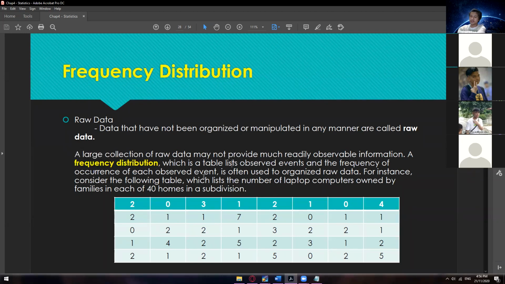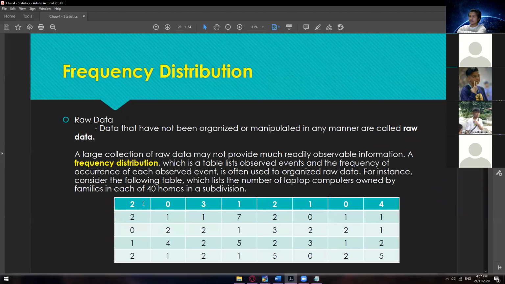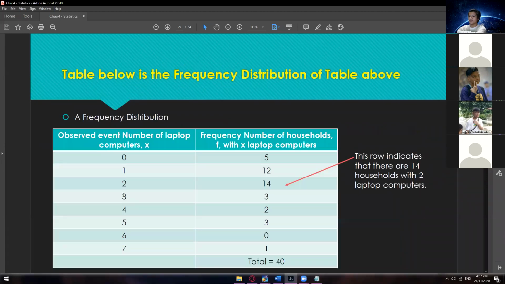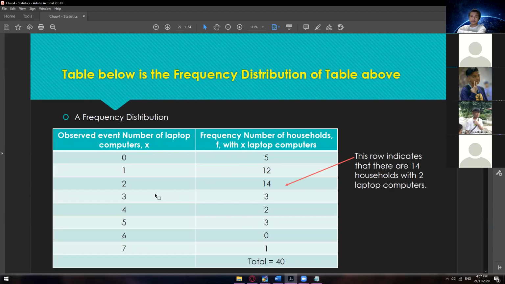So how is this frequency distribution made? The table above is the example. A frequency distribution is like this. We have a title, where this column is the observed event, the number of laptop computers X, and then the frequency, the number of households F with X laptops. Here's the first column wherein we have the observed event, number of laptops, and then this one is the total of the population or the total of data, wherein we have the frequency of laptop computers.